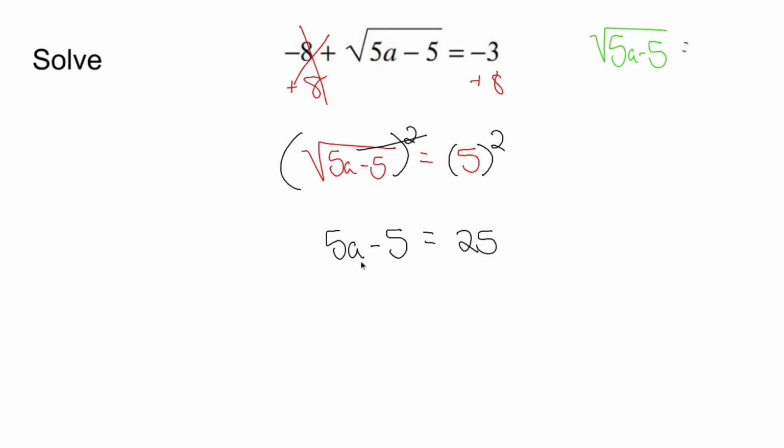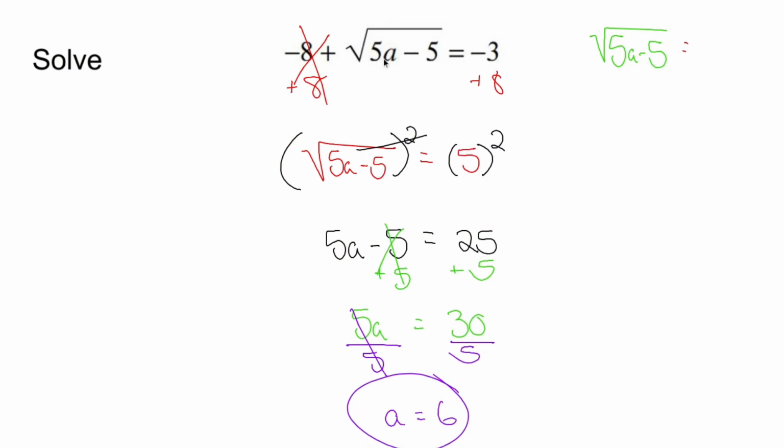Okay, in order to get a all by itself, I'm going to do the inverse of minus 5 and add 5 to both sides like so. 5a equals 30. Divide both sides by 5, because you are multiplying 5 to a, and a equals 6.